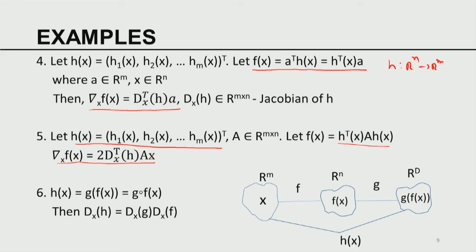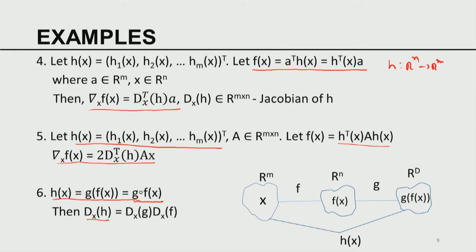Now consider the next case. h(x) is a composite function, a function of a function. h(x) is g of f(x), so to x you apply f first and then g. In terms of a picture, there is R^m, there is R^n, there is R^d. f takes you from R^m to R^n, g takes you from R^n to R^d. h(x) is in fact a bridge that goes from R^m to R^d. So h must be related to f and g in this way. This tells you the relation between h, f and g.